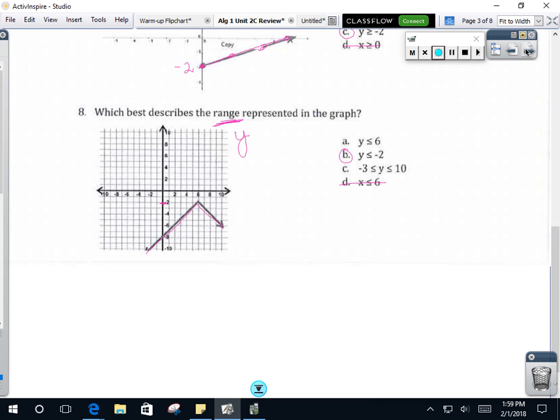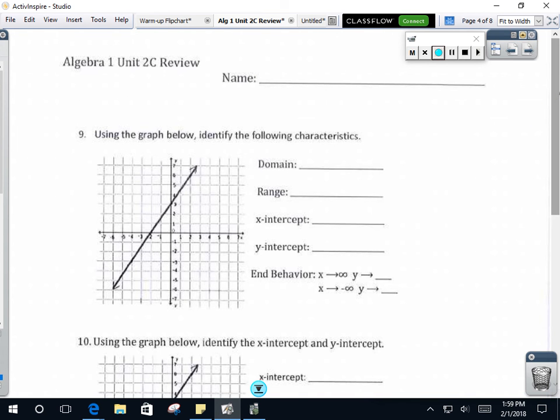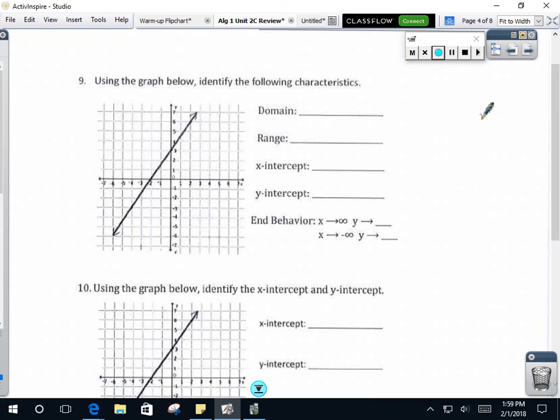All right, number 9. Using the graph below, identify the following characteristics. We have a line, and it has arrows, meaning it goes forever in both directions. So what's your domain? Right, all real numbers, which is negative infinity to positive infinity. What about the range? Correct. It goes down forever and it goes up forever. What is the x-intercept? 0. And what's the y-intercept? 0, 3.